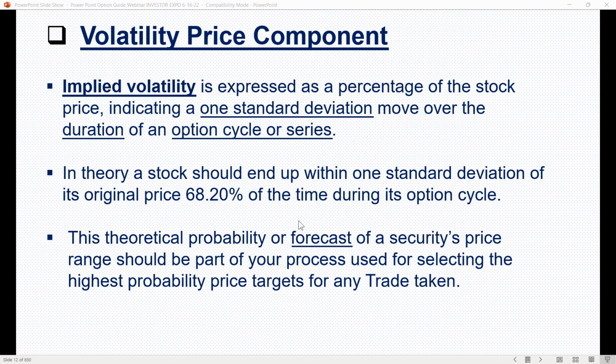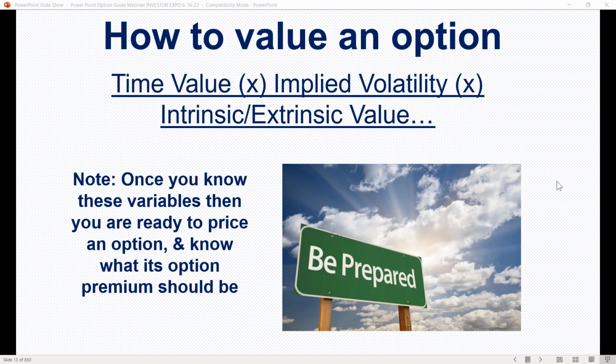So when it comes down to pricing the value of an option, it's going to be that time component, time value, times the implied volatility, times your underlying security value, which is made up of that intrinsic and extrinsic value. And once you know these variables, then you're ready to price out the option, know what its option premium should be, and then select the appropriate option strategy.